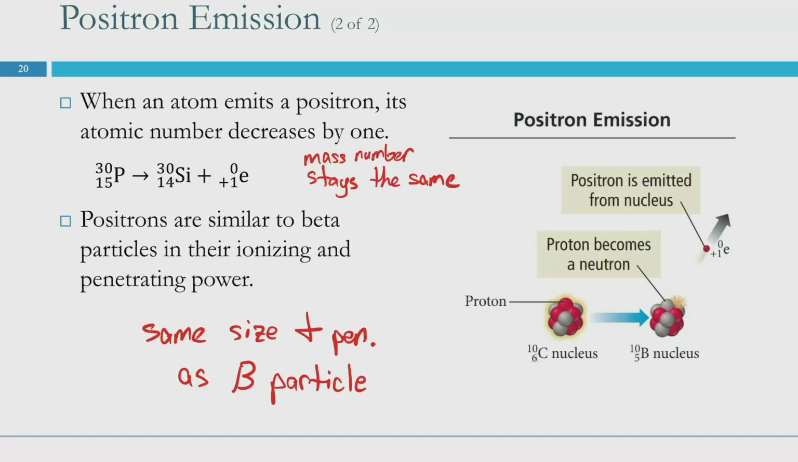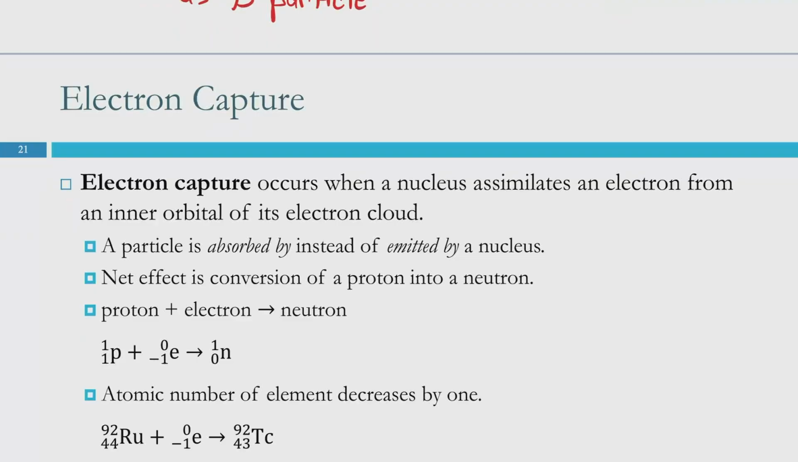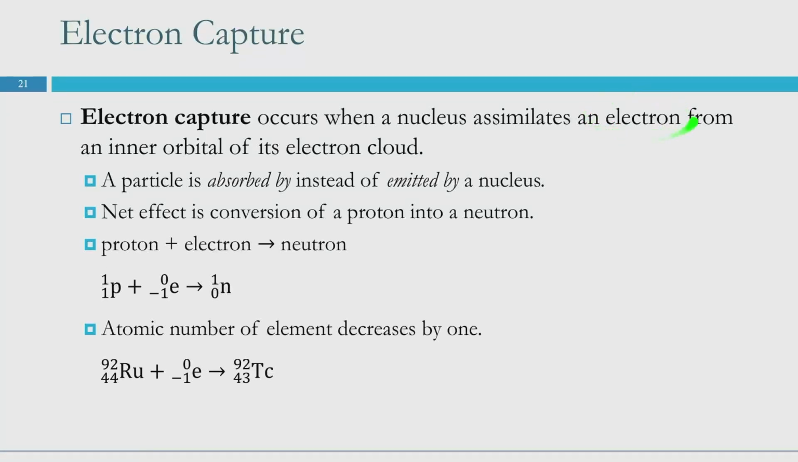And then our last radioactivity type that we're going to learn about is electron capture. Electron capture happens when a nucleus, where the protons and neutrons are, assimilates, aka absorbs, an electron. Absorbs, captures an electron, as the name implies. And the net effect is that a proton is converted into a neutron. Since the proton has positive charge, the electron has negative charge, it makes sense, at least in terms of charge, that it would turn into a neutron.